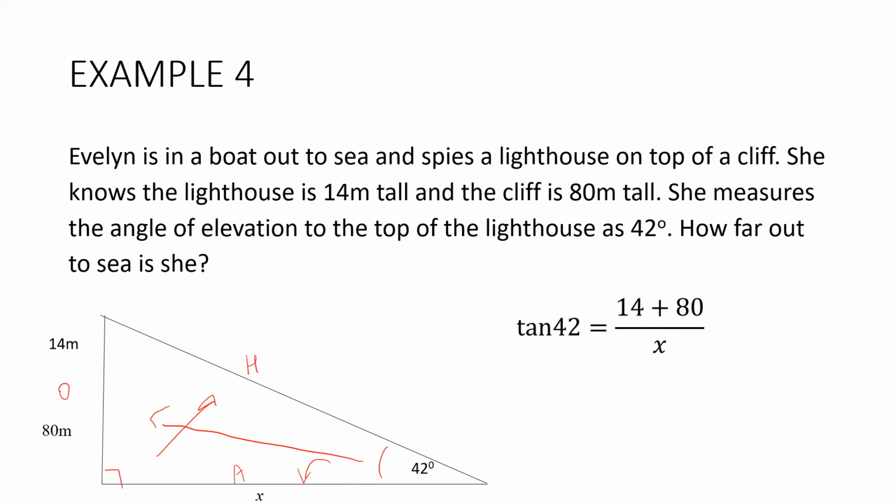So we've got an extra step in this one. It's not particularly difficult. 14 and 80 is 94. And we've got a pronumeral on the bottom, so we're going to switch the x and the tan 42. So we've got 94 divided by tan 42, put it into the calculator, and Evelyn is 104 meters out to sea.